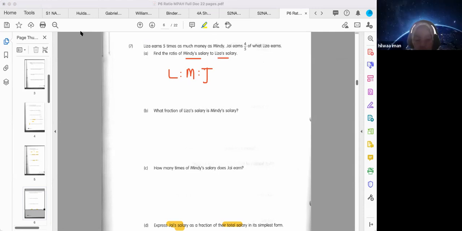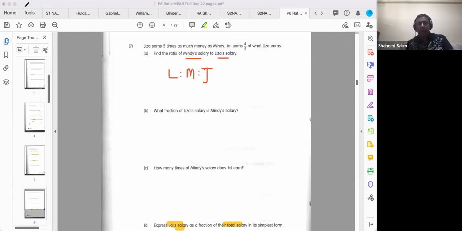Is 5 to 1. Let us see here. Lisa is 5 times of Mindy. So Mindy is 5 to 1, is it? Mindy is 1 to 5 or 5 to 1? Okay, let's see. 5 to 1. So you are saying Mindy is 5, Lisa is 1. Let us see whether you're correct.